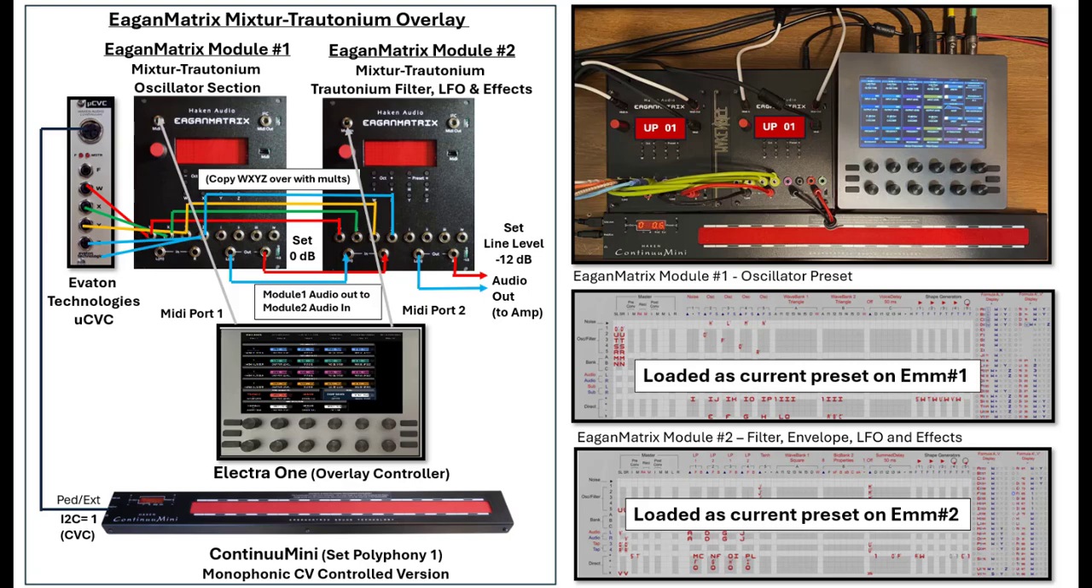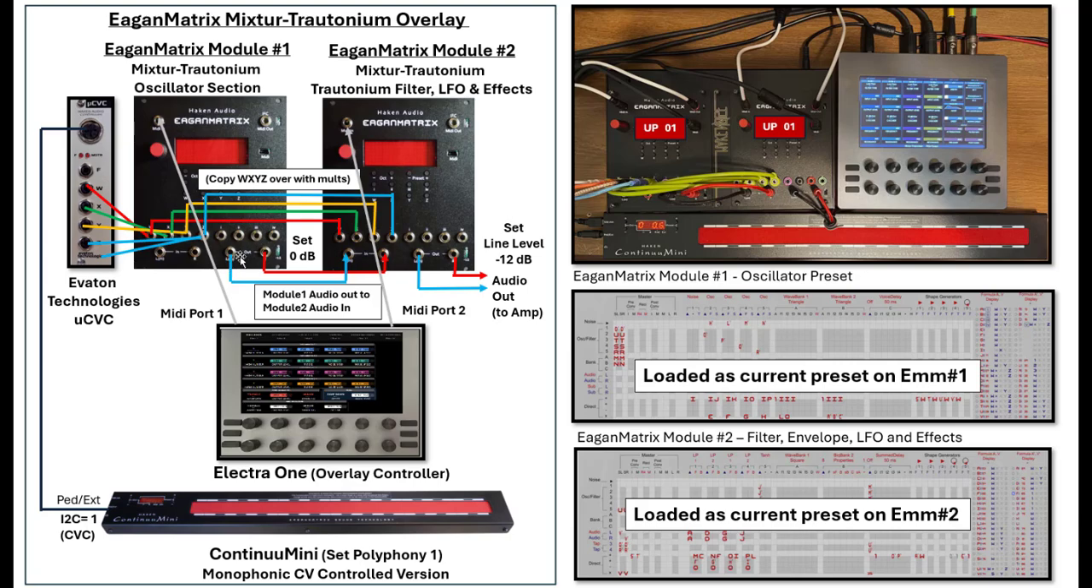Because the EaganMatrix only has 5 oscillators or filters, this implementation needs 4 oscillators and 4 filters to create something that's representative of the original. To do that, I used 2 EaganMatrix modules. The first module runs a preset that has all of the oscillator components and the subharmonic generator, the main oscillator, the side oscillator, and some noise components.